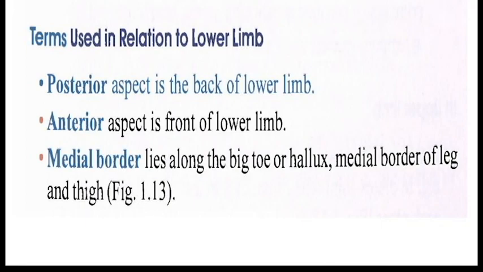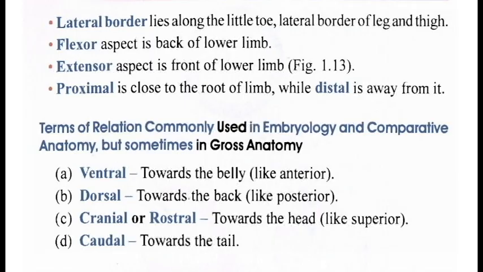Lower limbs, legs. Anterior: front of the leg. Posterior: back of the leg. Medial border: the side of the big toe, hallux. Lateral border: the side of the little toe. Flexor aspect: the back of the leg. Note, unlike the arms, the leg bends backward. Extensor aspect: the front of the leg. Proximal: near the hip. Distal: away from the hip, towards the feet.